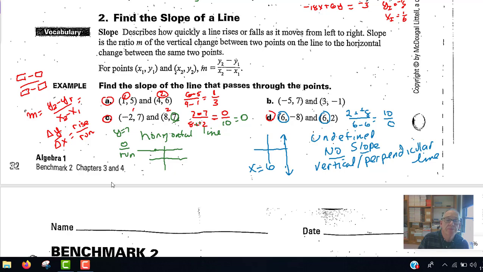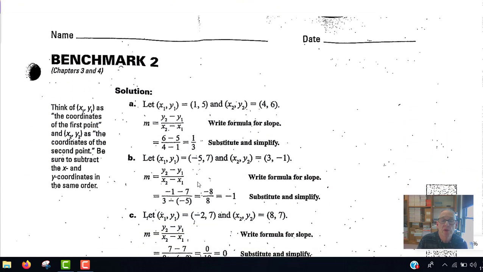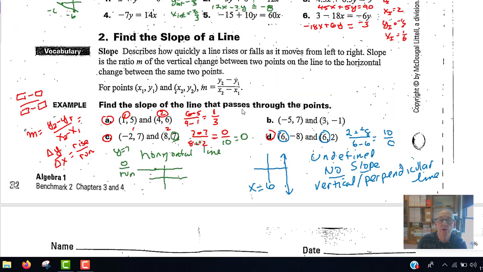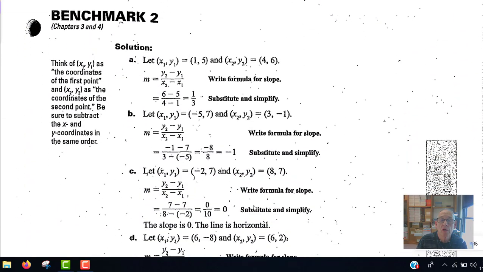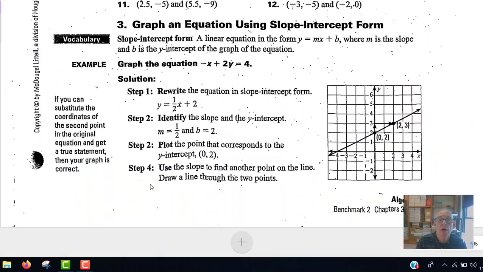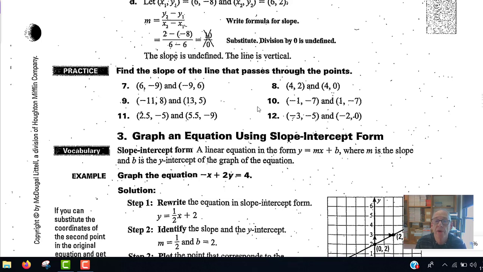Okay, let's move on to the next side of the page. So what they're doing with A, B, C, and D here is they're going through and working these out, showing the substitution into the slope formula. Here we have some practice ones. You were supposed to do the odd ones for practice. So let's take a look at these. Remember, I'll go through these quickly. 6 take away -9 over -9 take away 6.